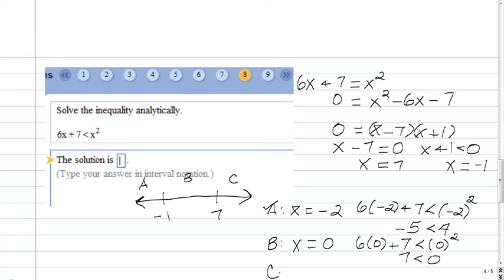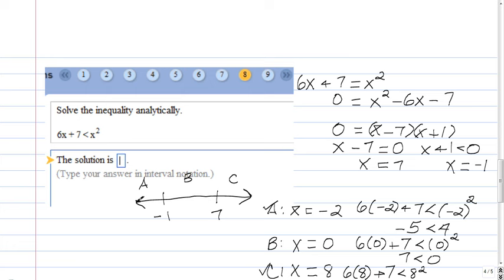A number out of region C would be a number to the right of 7, so maybe 8. You probably know what it is, but we'll say 6 times 8 plus 7. Is that less than 8 squared? So that's 48 plus 7 is 55, which is less than 64, so that does check.